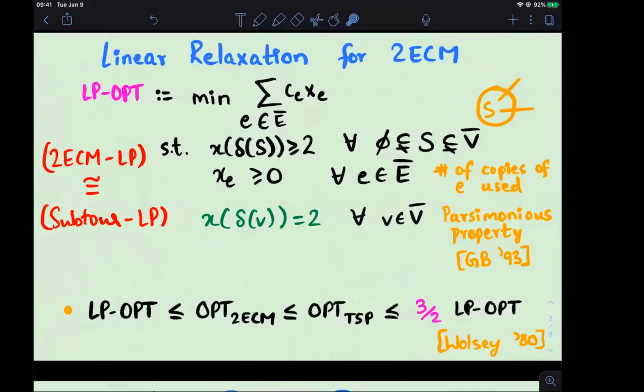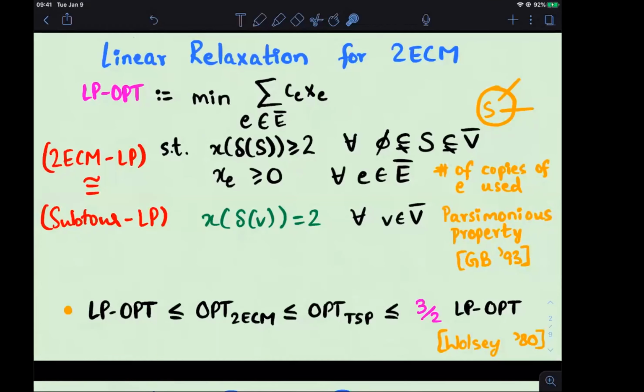We can write a linear programming relaxation for 2ECM. Here, the variable x_e denotes the number of copies of edge e that we want to use. The LP is very natural. The objective function just models the cost. These constraints say that we want to use at least 2 edges along any cut. This is what ensures 2-edge connectivity. I also added these constraints, which say that the fractional degree at each vertex should be exactly 2. This can be added without increasing the LP value, and this is due to something called the parsimonious property.